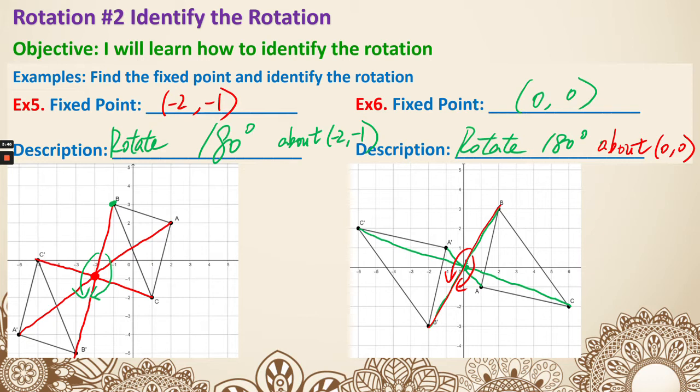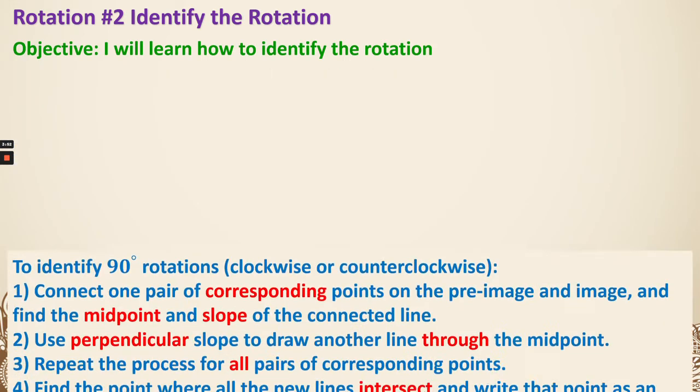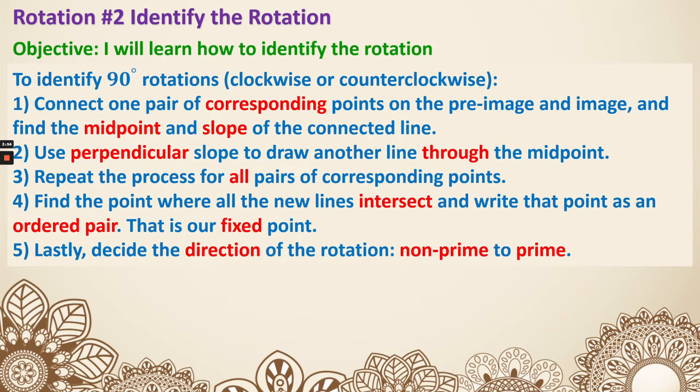Now let's talk about the slightly more complicated one, which is rotating 90 degrees. Please flip back to the previous page. Let's talk about rotating 90 degrees. To identify a 90 degree rotation, it doesn't matter if it's counterclockwise or clockwise. That's something we're going to decide at the end. First step, connect one pair of corresponding points on the pre-image and image. Then you are going to need to find the midpoint and the slope of the connected line.